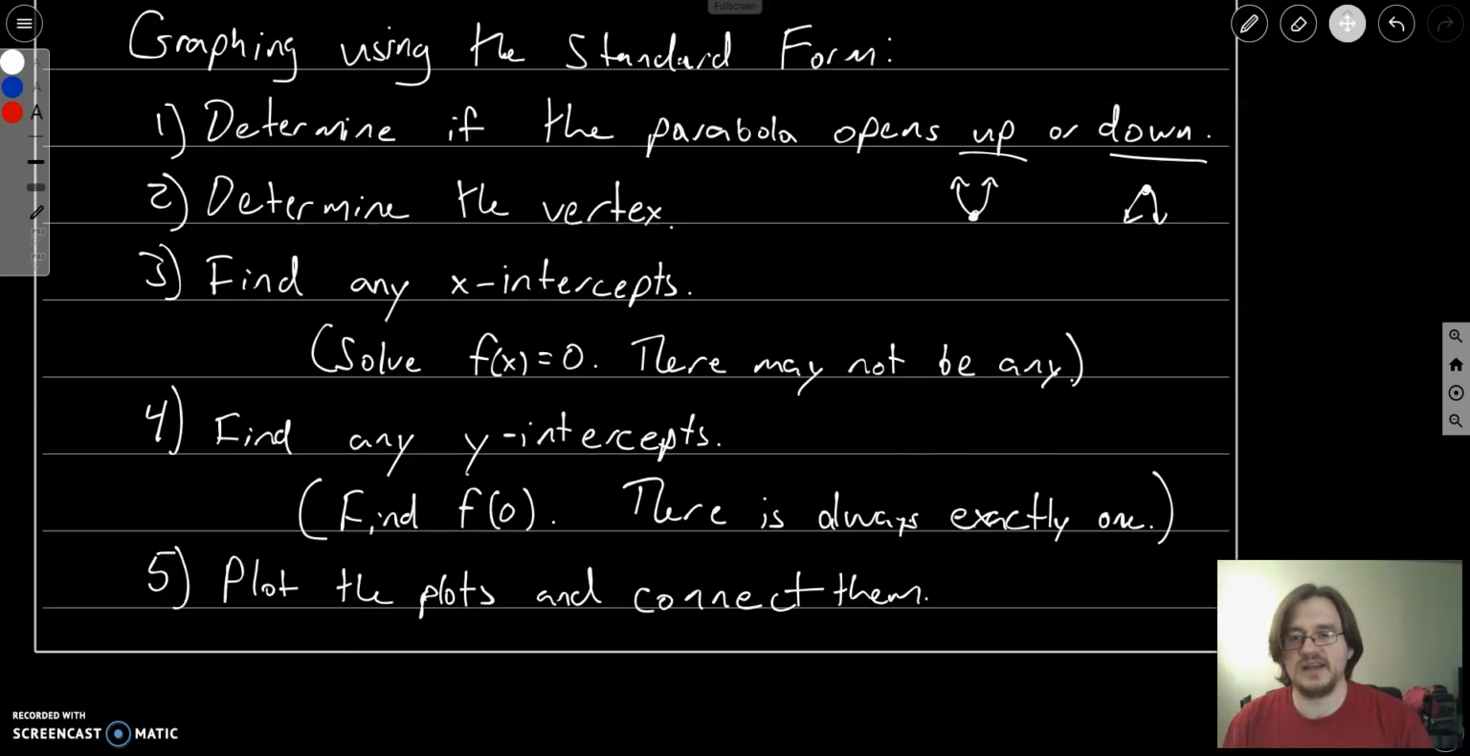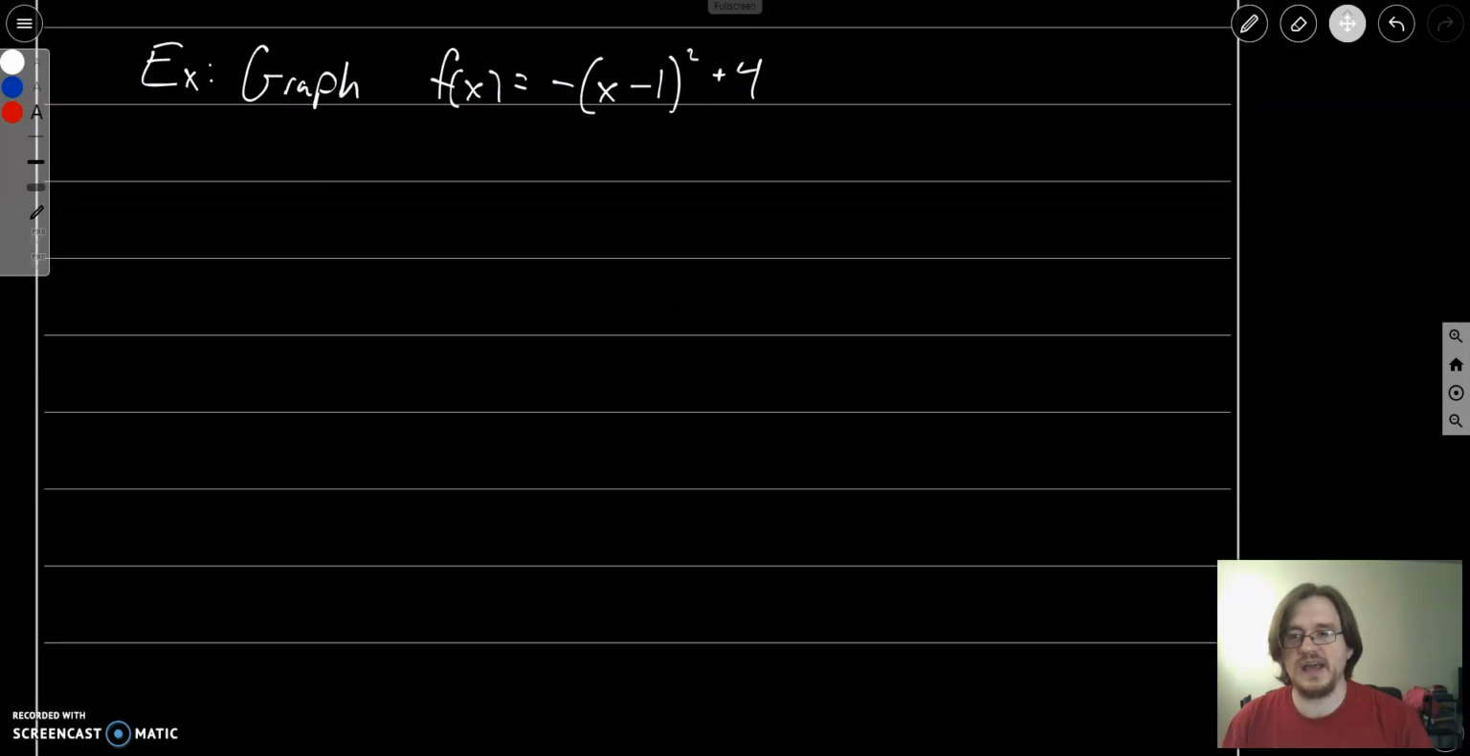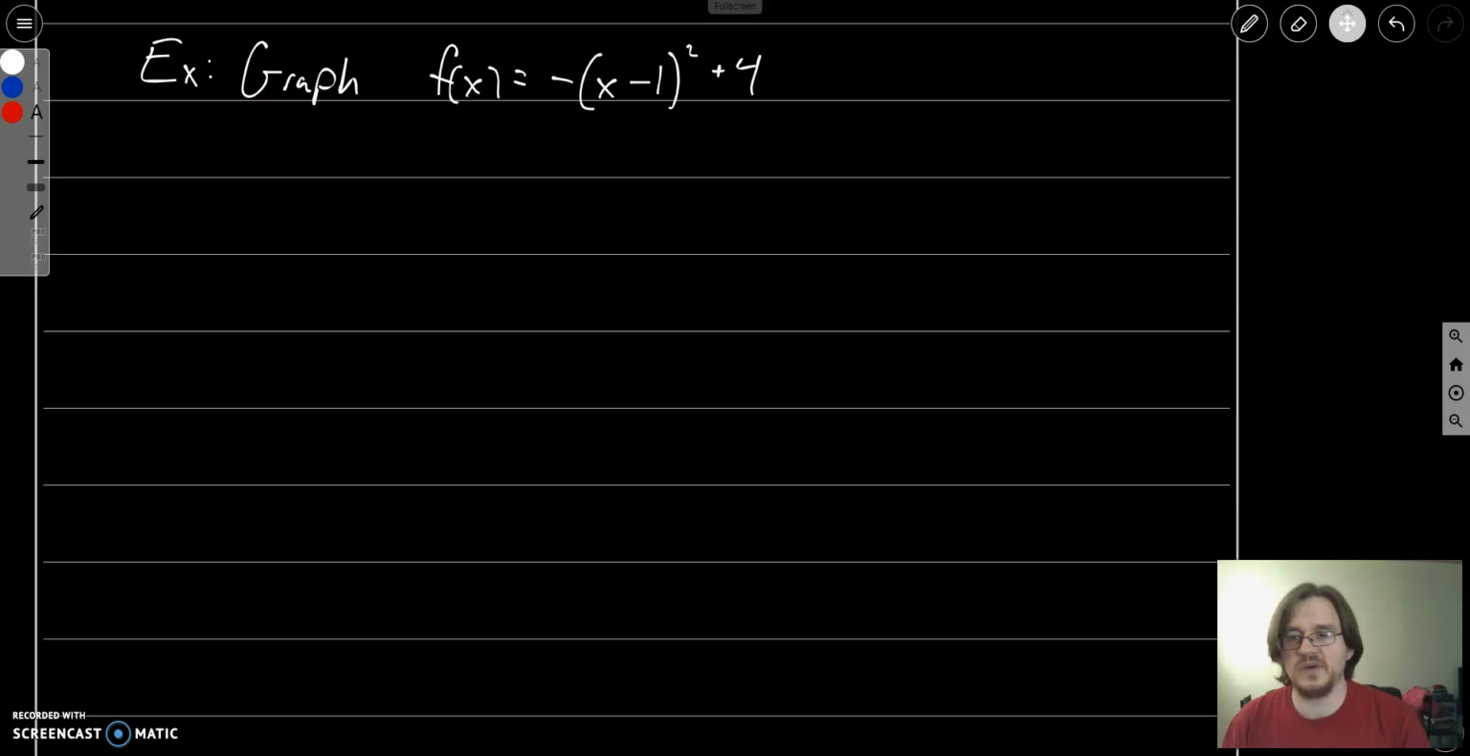So let's do an example. We want to graph f of x is equal to negative (x minus 1) squared plus 4. So first and foremost, the first thing that we want to do is look at the sign of what's multiplying the (x minus h) squared. So here, a is going to be negative 1. So the parabola opens down.